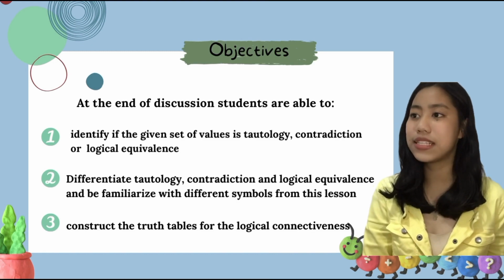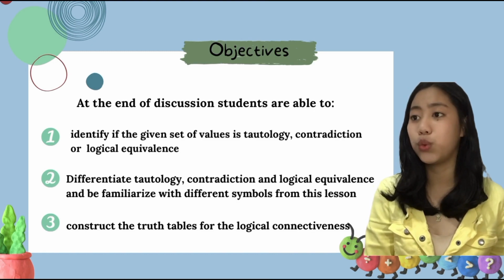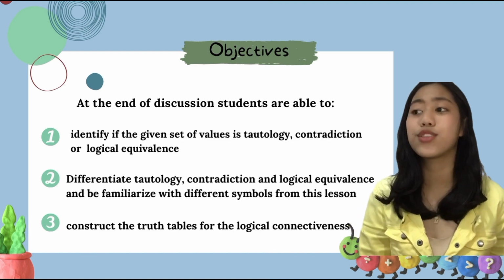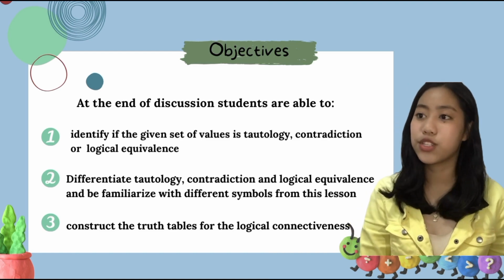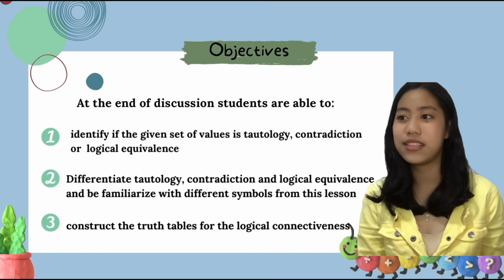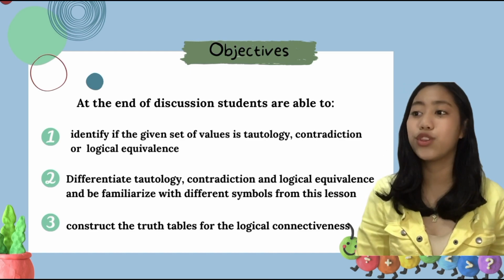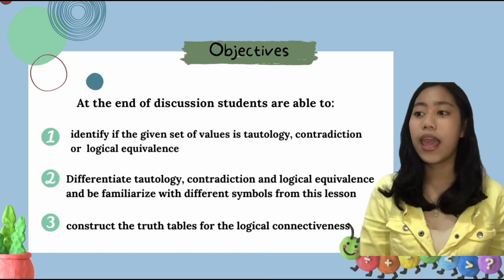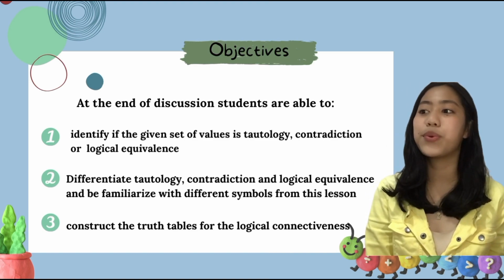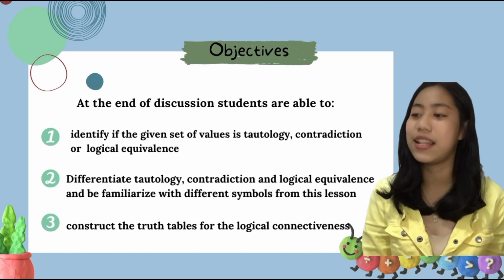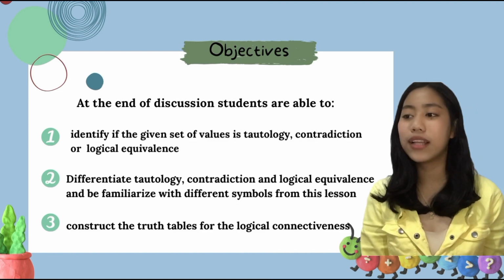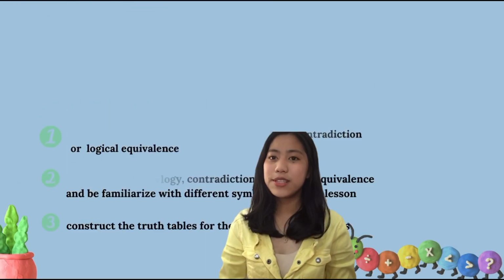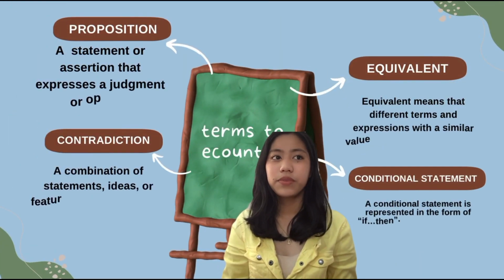So these are the objectives of our discussion. At the end of the discussion, students are able to identify if the given set of values is tautology, contradiction, or logical equivalence. Differentiate tautology, contradiction, and logical equivalence, and be familiarized with different symbols from this lesson. Construct the truth tables for the logical connectives. And these are the terms to encounter.